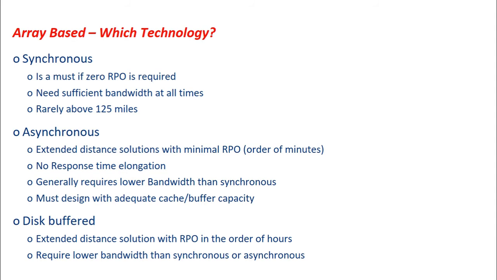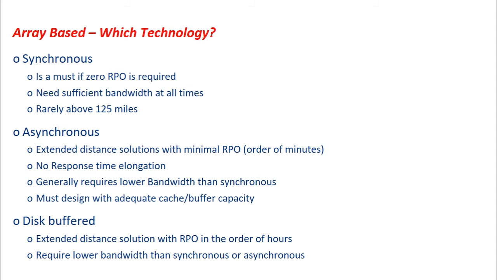200 kilometers with minimal RPO, asynchronous mode of remote replication can also be used since there is no response time elongation. It can also be used to generally specify lower bandwidth than the synchronous replication. And lastly, asynchronous remote replication must be designed with an adequate cache or buffer capacity. And lastly, we have the disk buffer remote replication.